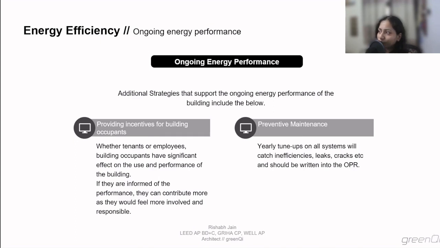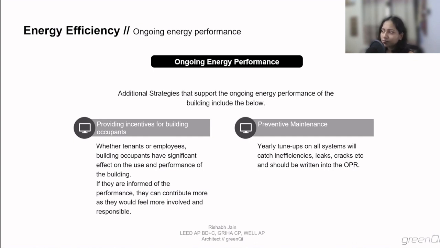The next strategy to improve ongoing energy performance is to provide incentives for building occupants. Whether it's your tenants, occupants or employees, they have a very significant impact on the use and performance of the building. Only if they are informed of the performance can they contribute more, as they would feel more involved and responsible for the energy performance. So it's important that they are updated or incentivized. Let's say if they are able to reduce their energy consumption bill, they'll get incentivized through some subsidies or something. So that's one way of improving your ongoing energy performance.